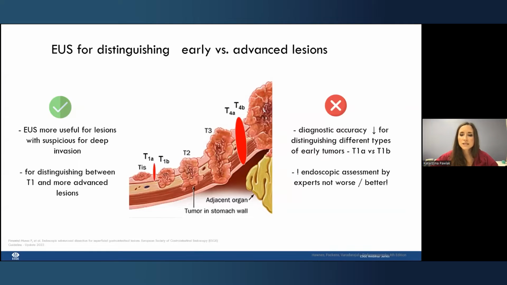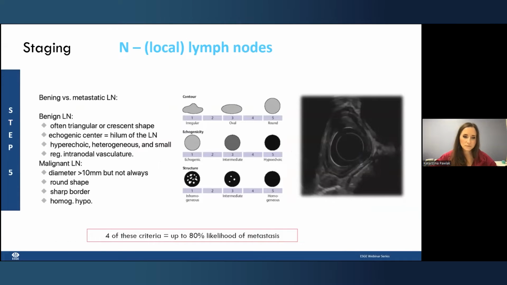Also, we know from studies published so far that endoscopic assessment performed by experts was not worse than EUS assessment in terms of predicting histology, so the advancement of the lesion. And sometimes in some studies, assessment performed by advanced endoscopic imaging was better than EUS. So in terms of very early lesions, sometimes we cannot say what the advancement of the disease is.